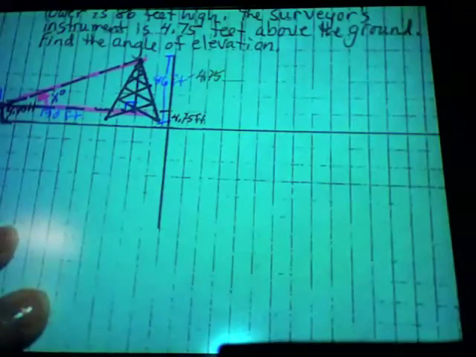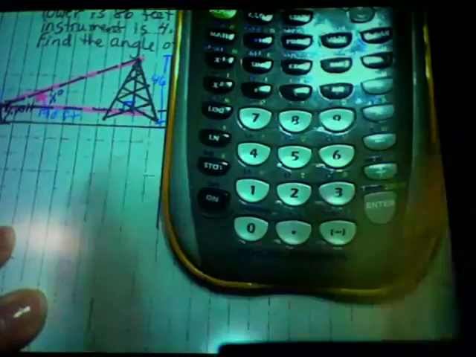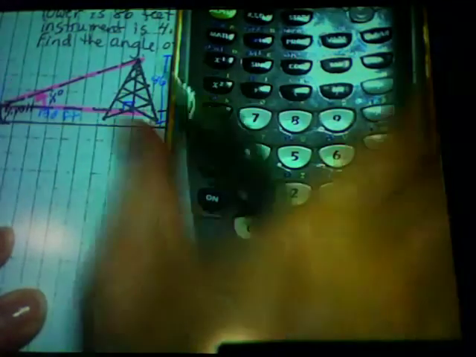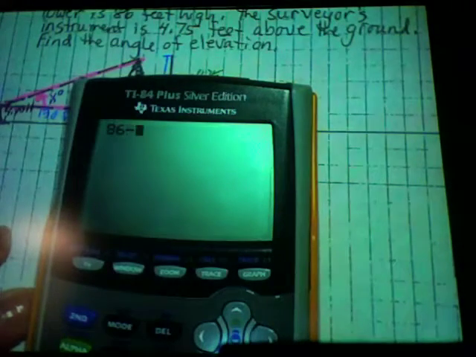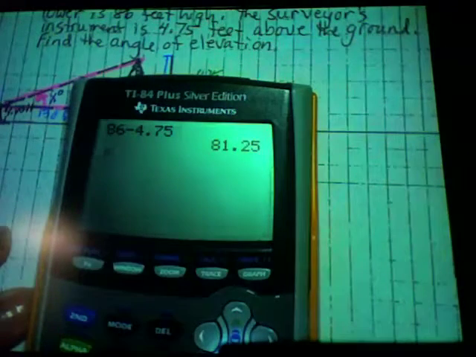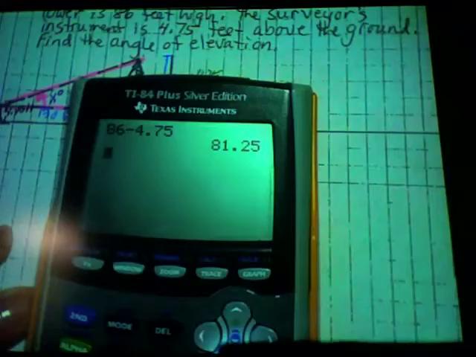So take your handy dandy calculator. Remember to turn it on. It's in the lower right corner. 86 minus 4.75. So I've got 81.25. So I know that this distance from here to here is 81.25 feet.